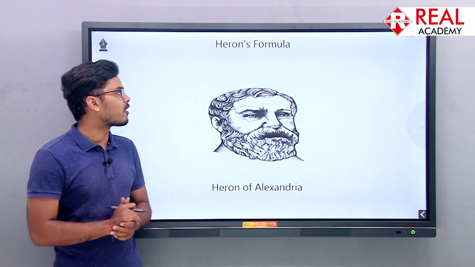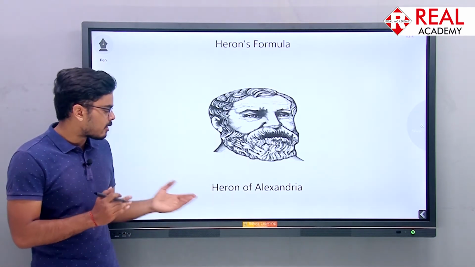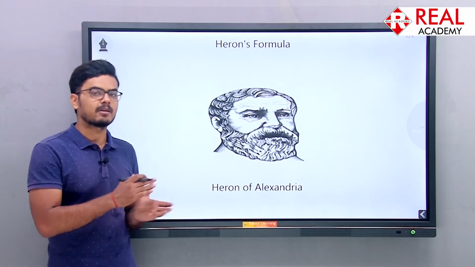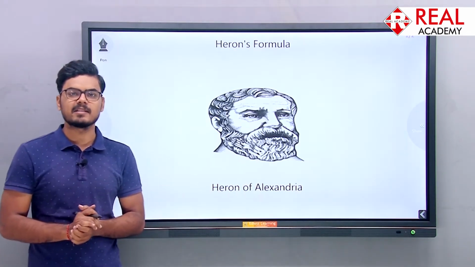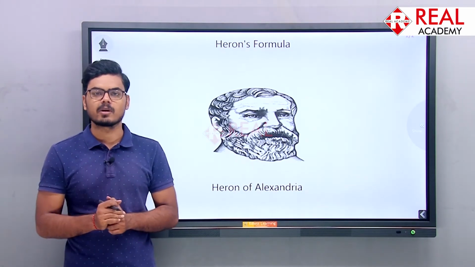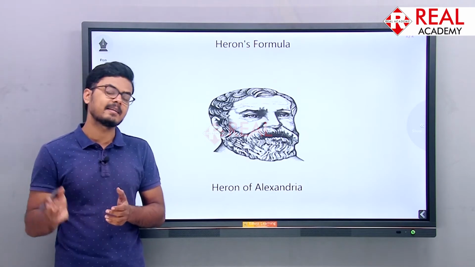Today we are going to talk about Heron's formula. Before that, let me tell you who Heron was. Heron of Alexandria, as he is better known, was a Greco-Egyptian mathematician. Apart from being a mathematician, he was also an inventor. The modern windmill, he is often credited with the invention of that. He designed it at that time.